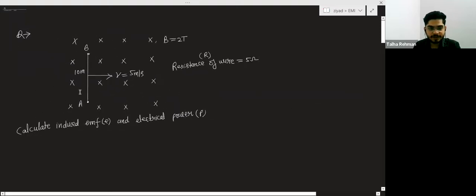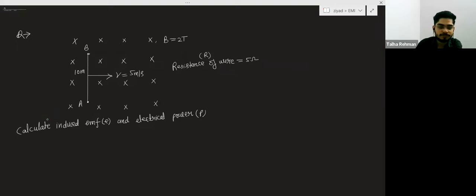So here is one wire AB, and this wire is moving in the magnetic field with 5 meter per second. The strength of the magnetic field is 2 Tesla, the resistance of the wire is given as 5 ohm, and the length of the wire is 10 meter. We have to calculate the induced EMF and the electrical power.